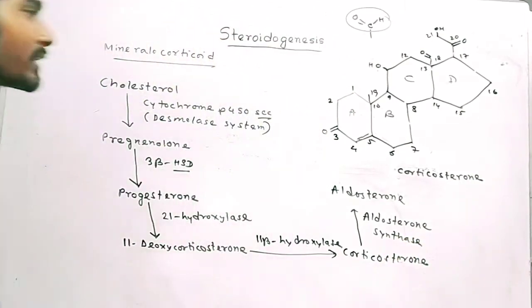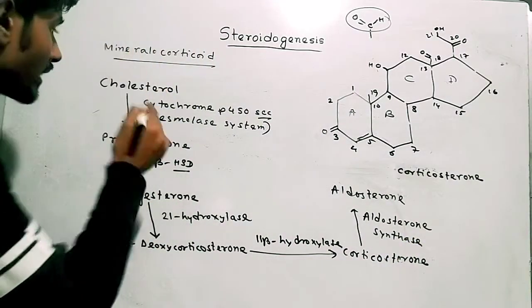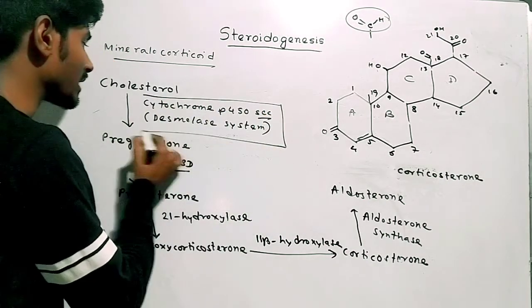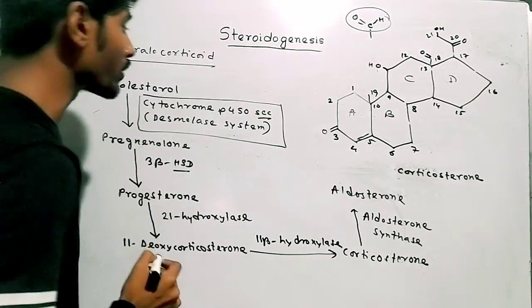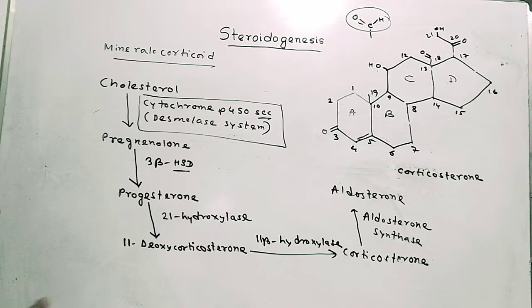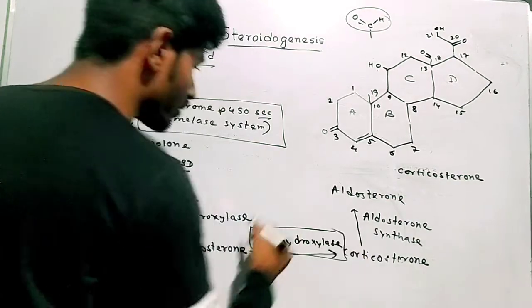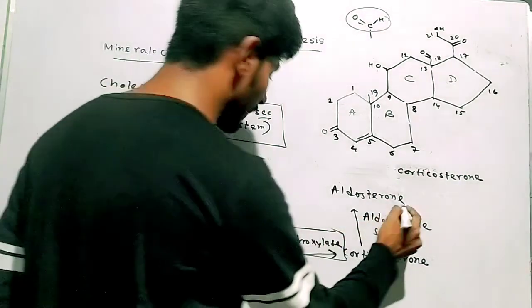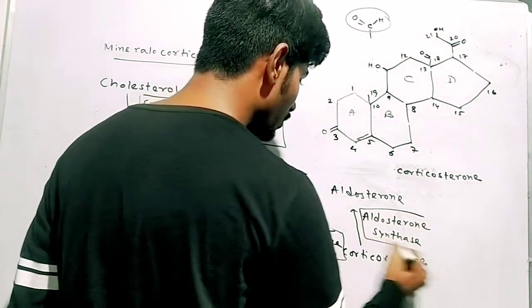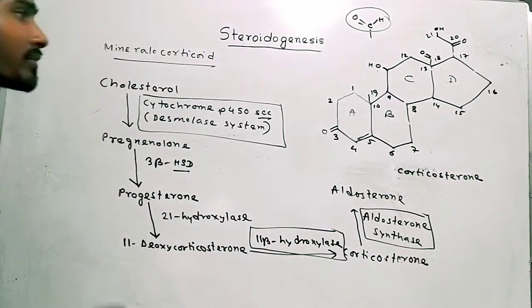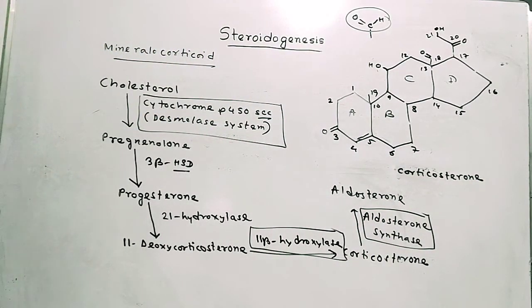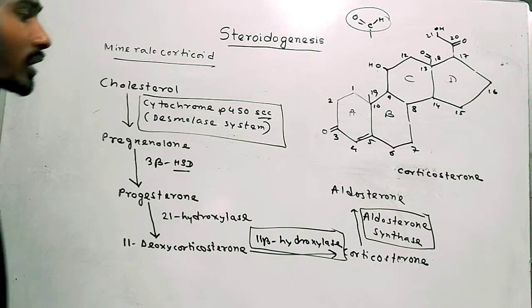And one more thing I want to tell you is that this enzyme, the first enzyme, cytochrome P450SCC or desmolase system, is present in the mitochondria, and this enzyme is also present in the mitochondria. Along with this enzyme, aldosterone synthase, these three enzymes are present in the mitochondria. Okay, so you have to remember this thing because it is a very important topic.